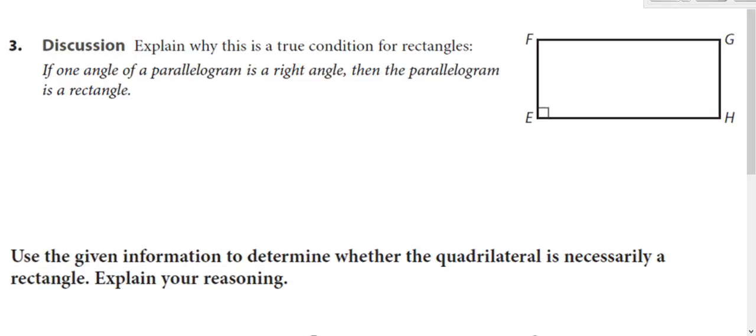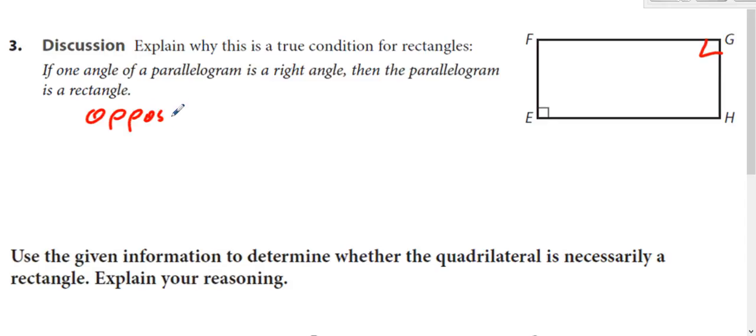So we talked about this at the very beginning. We'll go over it one more time. If one angle of a parallelogram is a right angle, then the parallelogram must be a rectangle. Well, if one angle is a right angle, then its opposite angle is also a right angle because opposite angles are congruent. And consecutive angles must be supplementary. So 90 plus 90 equals 180.